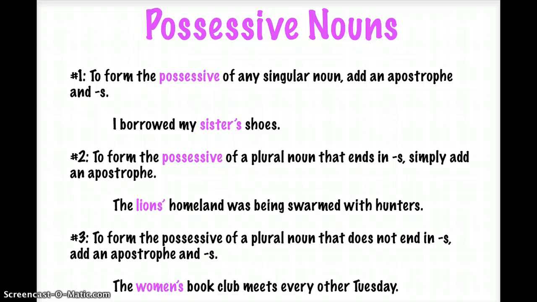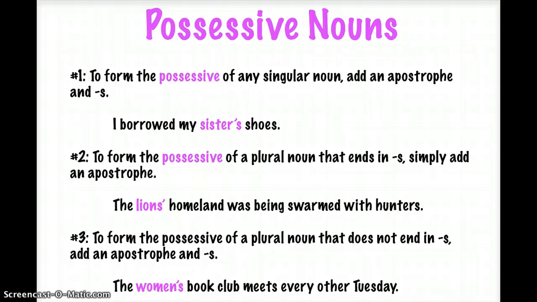Possessive nouns. Here are some more rules, but there are only 3 rules for this. Rule number 1, to form the possessive of any singular noun, add an apostrophe and S. So sister would become sister's in the sentence, I borrowed my sister's shoes. Rule number 2, to form the possessive of a plural noun that ends in S, simply add an apostrophe. The lions' homeland was being swarmed with hunters. Lions was already plural, so we added that apostrophe at the end of lions.